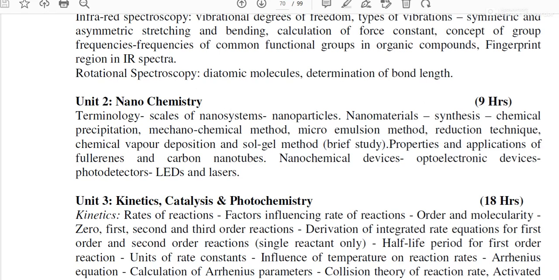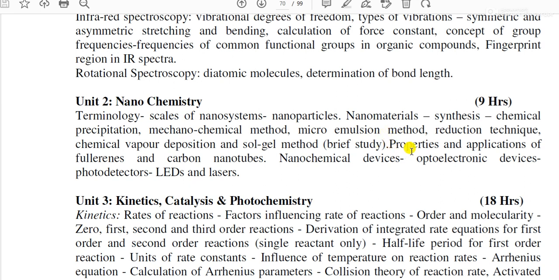Dear students, in this class we will learn about nanochemistry, that is unit 2 of your paper. So in the syllabus you have to learn about the terminology, scales of nanosystems, nanoparticles, nanomaterials, that is its synthesis, all these techniques, that is a chemical precipitation method, mechanochemical method, microemulsion method, reduction technique, chemical vapor deposition, and sol gel method.